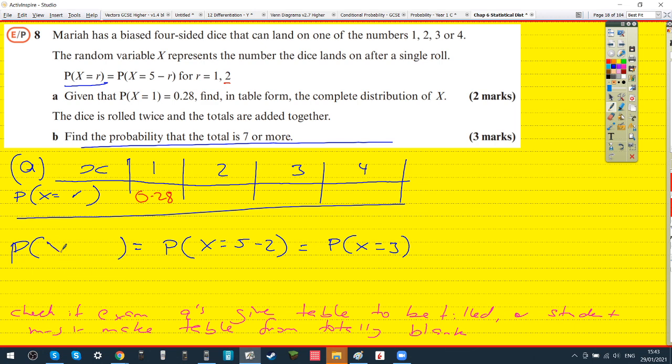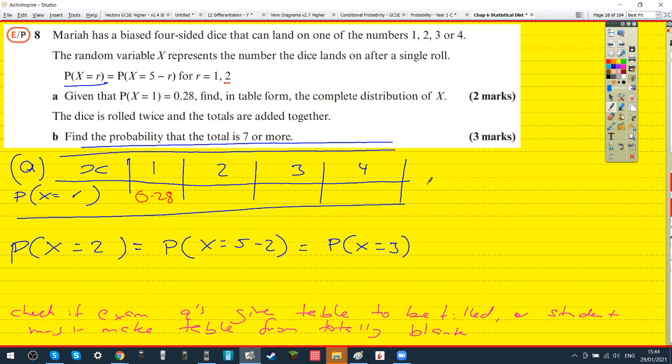Probability that X equals 1. What is R for this one that we're doing? What did you sub in for R? 2. Yep, R is 2. So the probability that X equals 2 is the same as the probability that X equals 5 minus 2, and so it's the probability X equals 3. So these two are actually the same. 2 and 3 are the same.